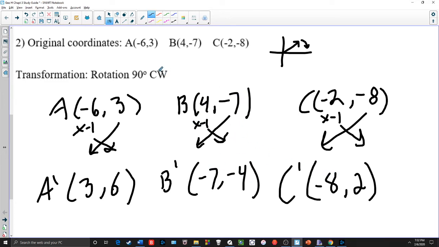So again, clockwise means multiply your x by negative 1 and then flip the numbers. Counterclockwise would multiply your y by negative 1 and then flip the numbers. And the way you can keep that straight is imagining it like a clock on the graph. If you go clockwise, you're going towards the x-axis first. If you're going counterclockwise, you're going towards the y-axis first.